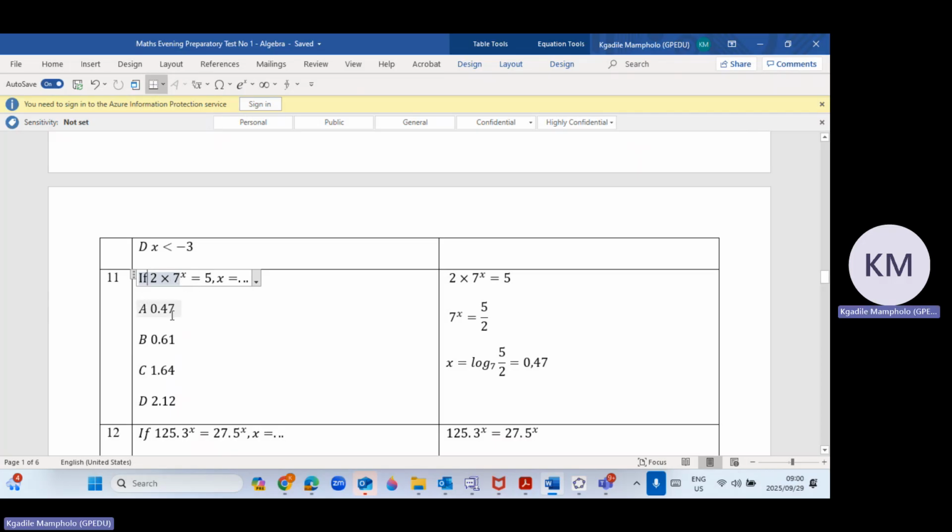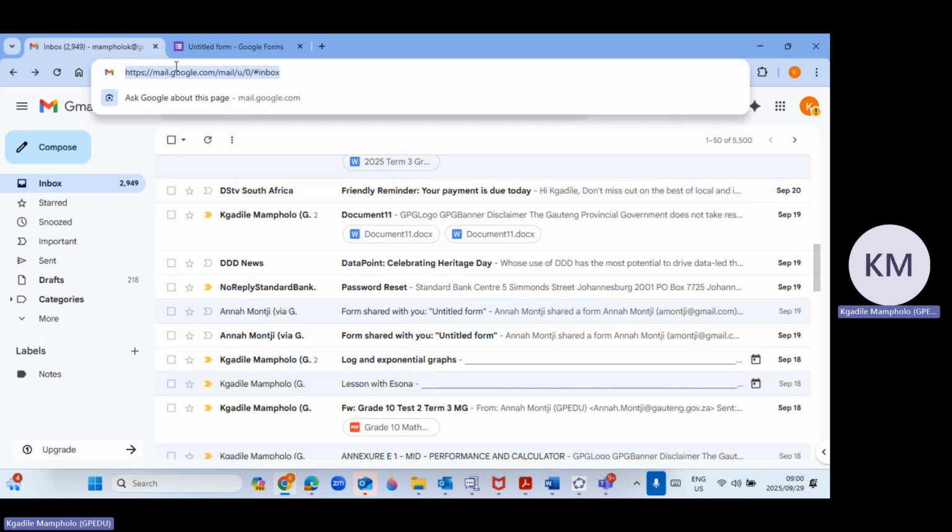So if you have it like this, you first divide by 5 over 2. Now, normally you know that if the bases are not the same, you can't use that method where you use the prime factors. Let me quickly take you through this.